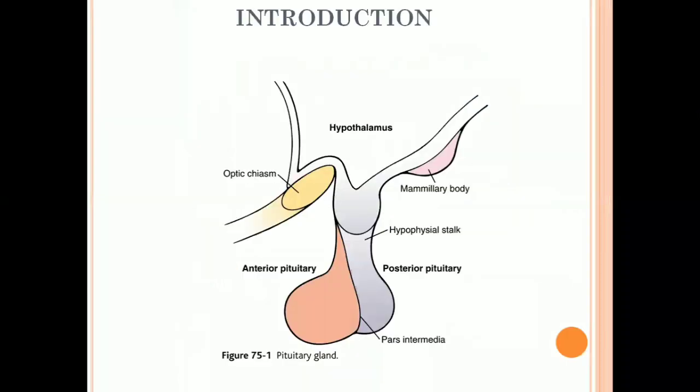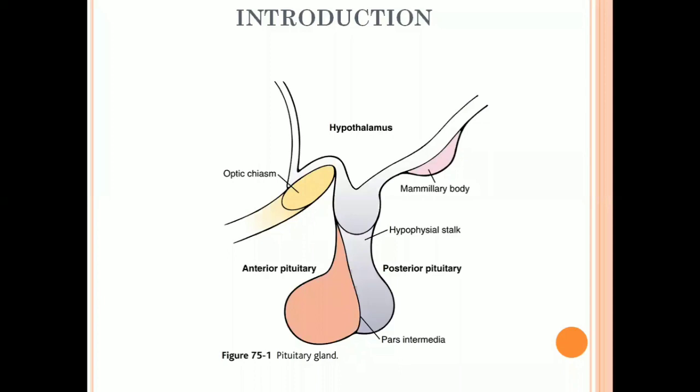Introduction. Pituitary gland is also called as hypophysis. It's located on the base of the brain in sella turcica, a small cavity in the sphenoid bone. Physiologically, it is divided into anterior pituitary or adenohypophysis and posterior pituitary or neurohypophysis.